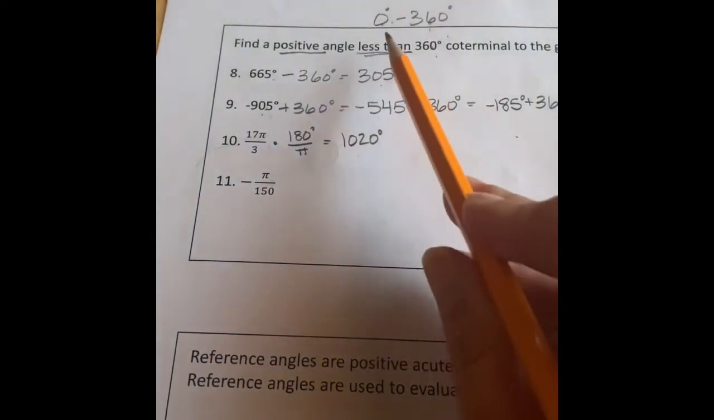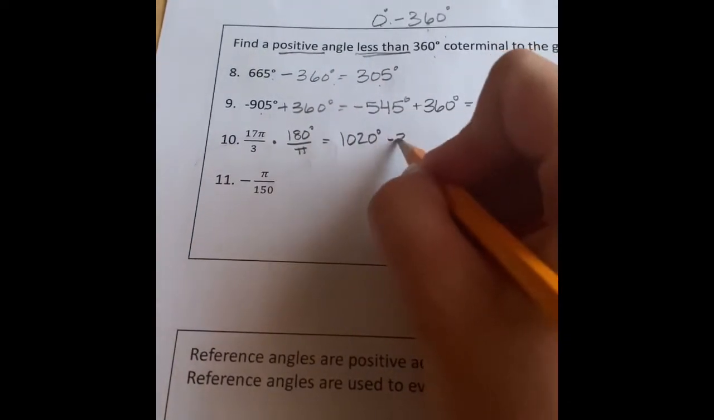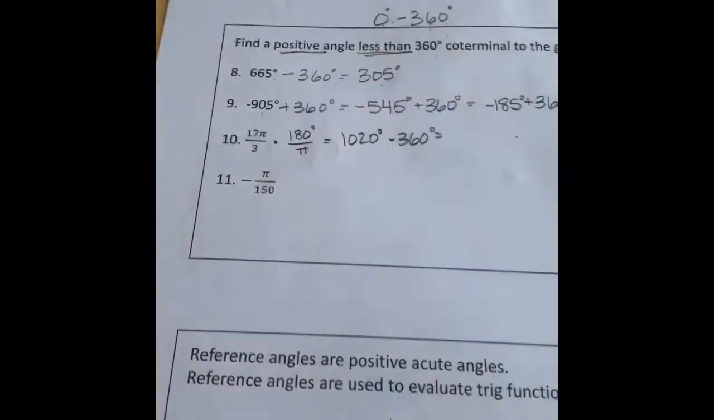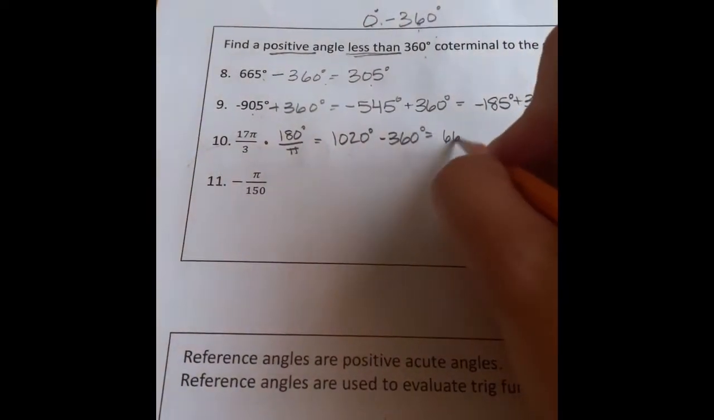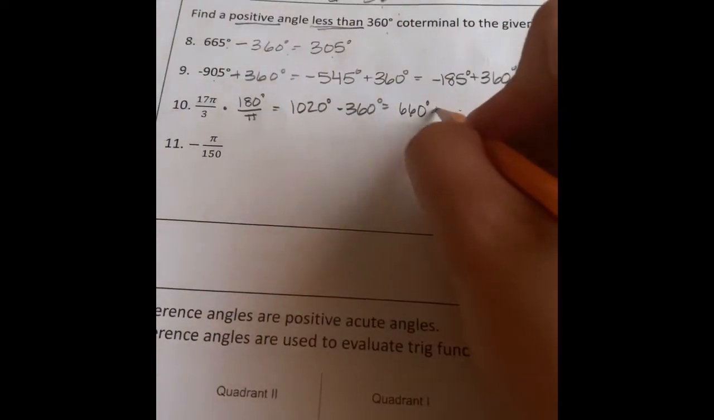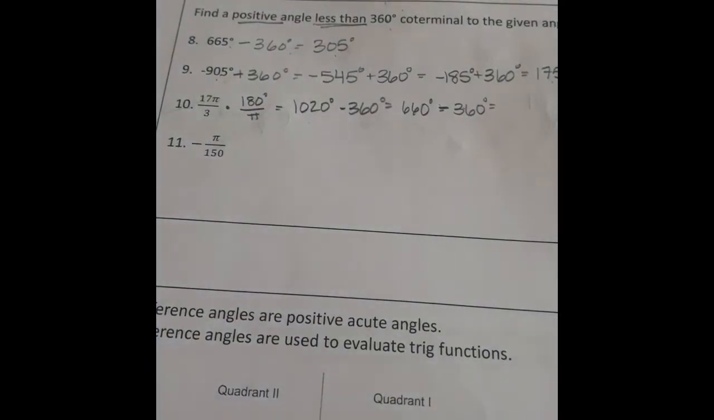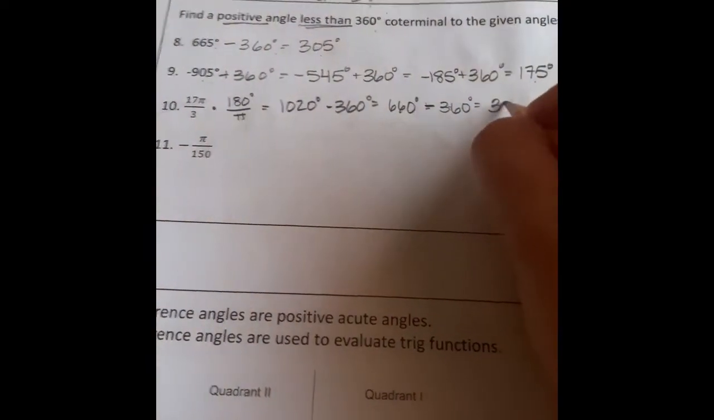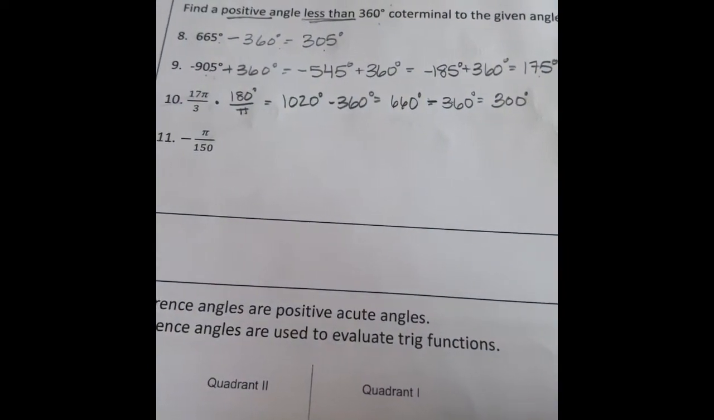Obviously, that's not in between 0 and 360, so just like on number 8, I'm going to subtract 360 from that, which gives me 660. Still not between 0 and 360, so I'm going to subtract 360 again, and I get 300. There it is. I finally got an angle that is between 0 and 360.